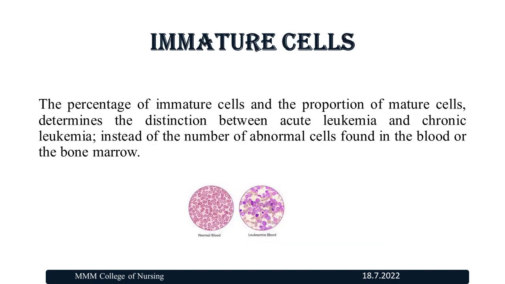Before we see the signs and symptoms, we'll see what immature cells are. The percentage of immature cells and the proportion of mature cells determines the distinction between acute leukemia and chronic leukemia, rather than the number of abnormal cells found in the blood or the bone marrow.